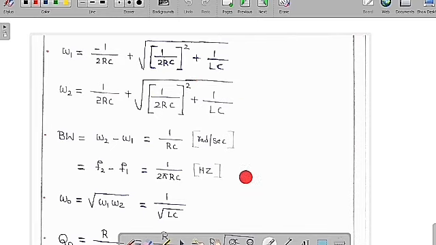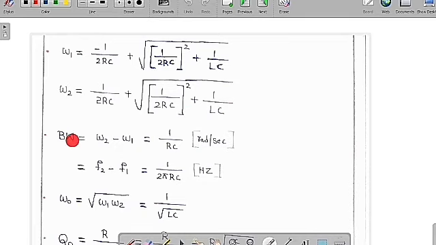So for a series RLC circuit, omega 1 is equal to minus R by 2L plus under root over (R by 2L) whole square plus 1 by LC, whereas omega 2 is equal to plus R by 2L plus under root over (R by 2L) whole square plus 1 by LC. That is for the series RLC circuit. But for a parallel RLC circuit, omega 1 is minus 1 by 2RC plus under root over (1 by 2RC) whole square plus 1 by LC, whereas omega 2 is equal to plus 1 by 2RC plus under root over (1 by 2RC) whole square plus 1 by LC.